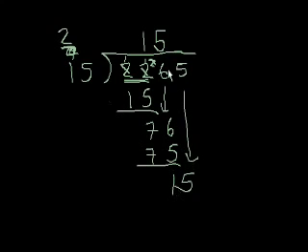Well, 15 goes into 15 exactly one time. 1 times 15 is 15. Subtract it. We get a remainder of 0. So 15 goes into 2,265 exactly 151 times.